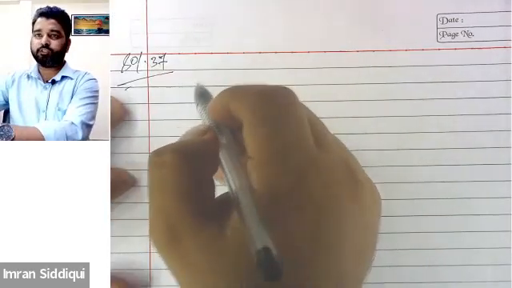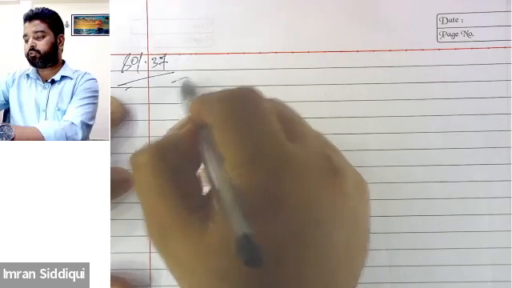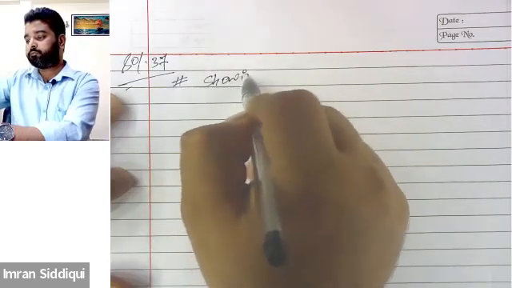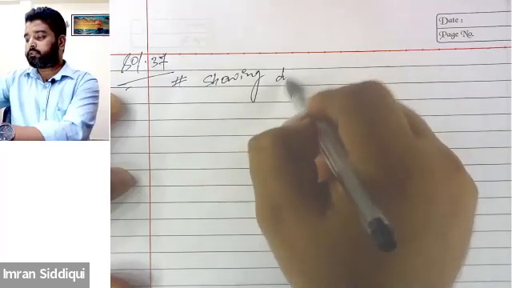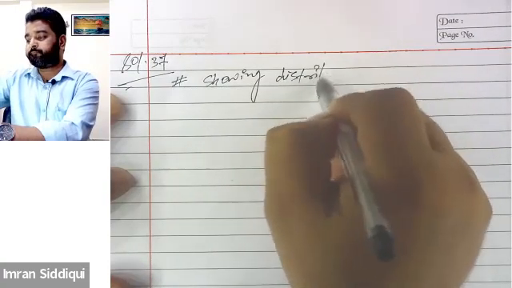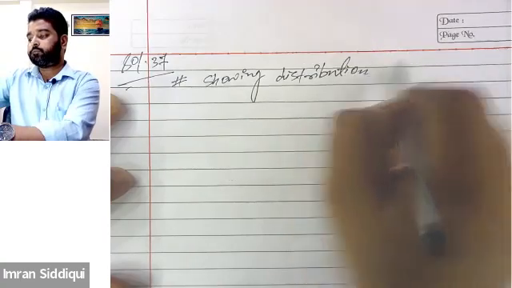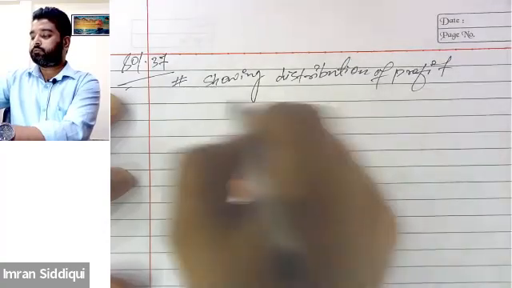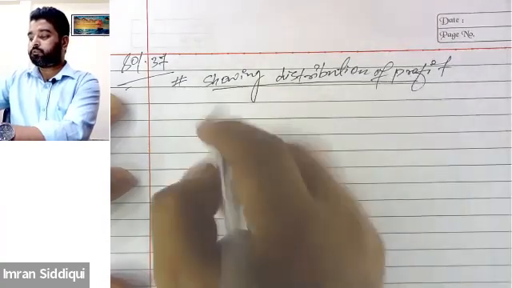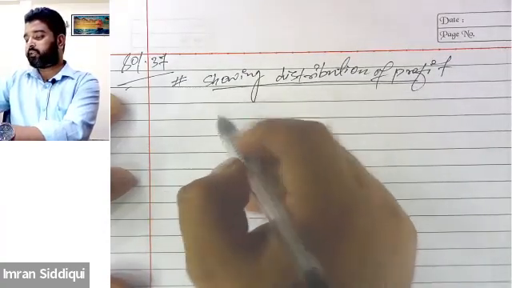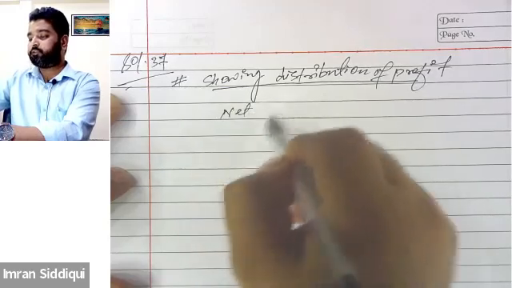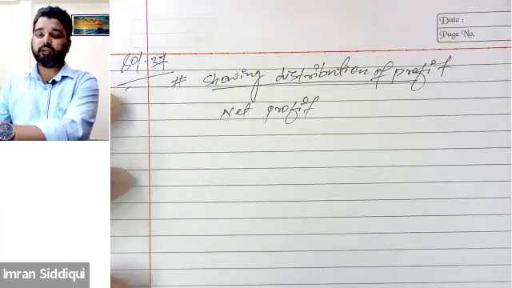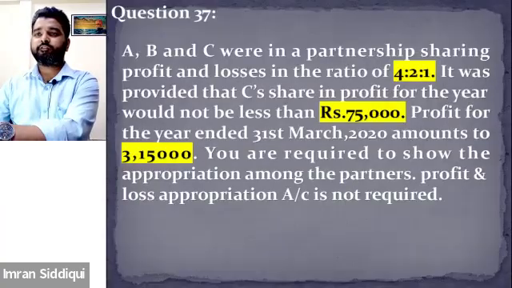So first of all, let's just show the distribution of profit. Distribution of profit. So the profit generated by the business, the net profit of the business, is 3,15,000.